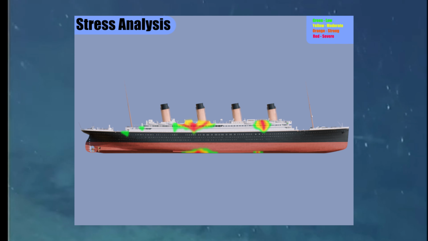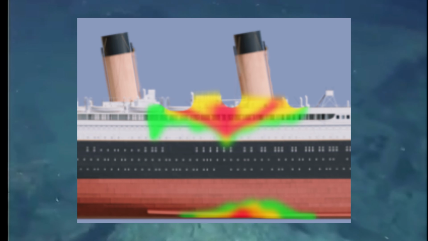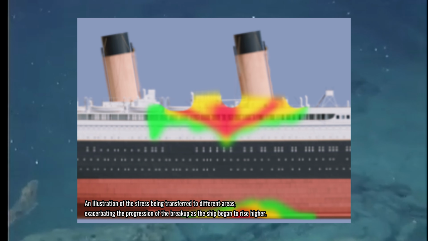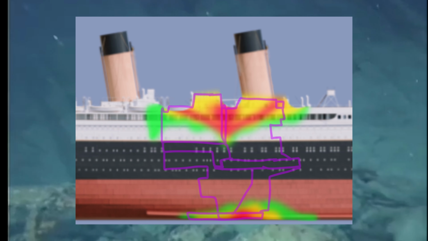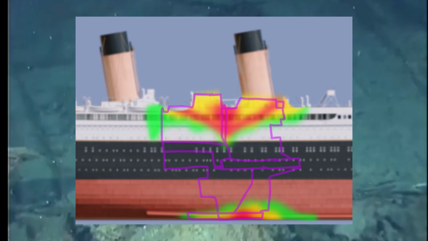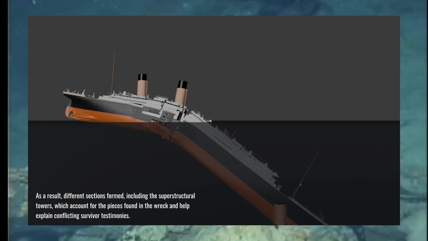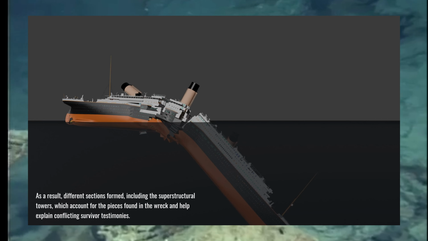As the stern rose, the stress transferred to the next weakest or closest weakest area among the deckings and the superstructure of the ship where the failure was beginning to occur, causing fractures and cracks to form, which then occurred in different places on parts of the ship as the stress was distributed due to the expansion joint, eventually leading to the formation of the superstructural towers.